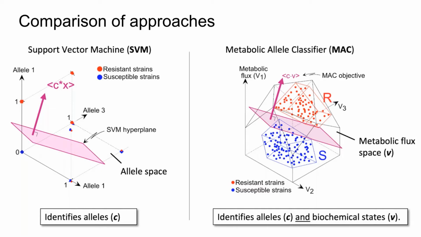Now, what we show through this metabolic allele classifier is that we could transform these strains to this metabolic flux space in such a way, along with this classifying plane, where now the model, when we interpret it, not only do we identify alleles, but we could also get their corresponding biochemical states.